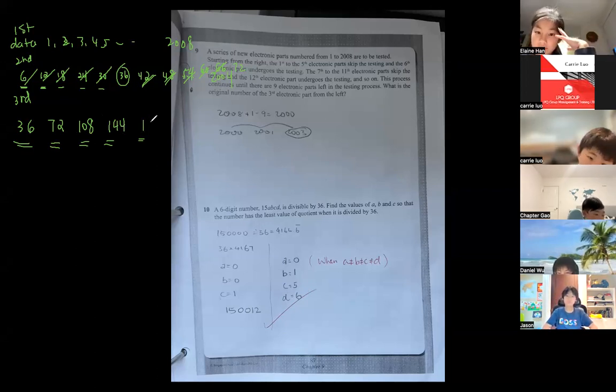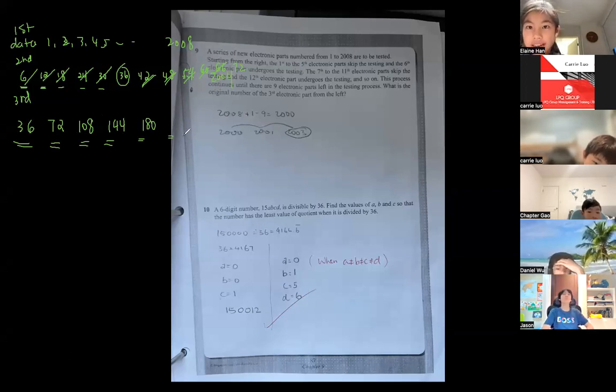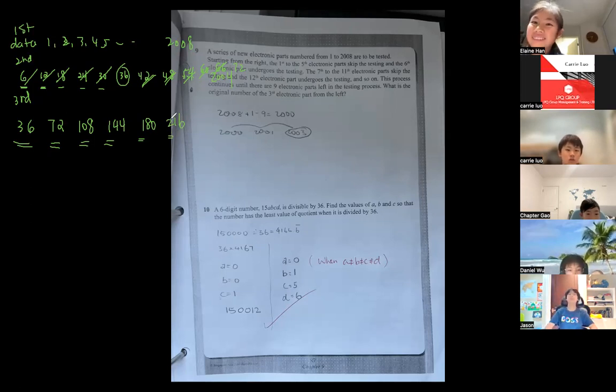And can you guess the fifth one? 180. Very good. And Elaine, can you guess the number 6 one? 216. Yes, 216. Okay. So why did I ask you to list everything?